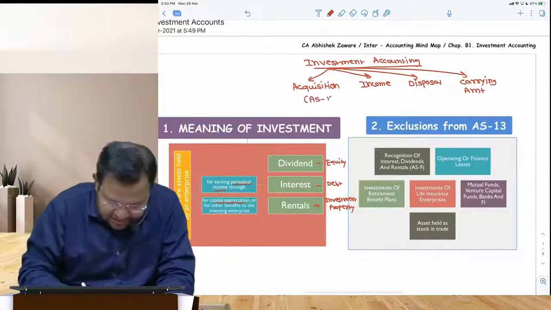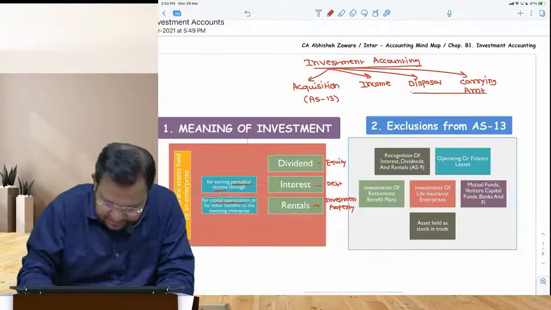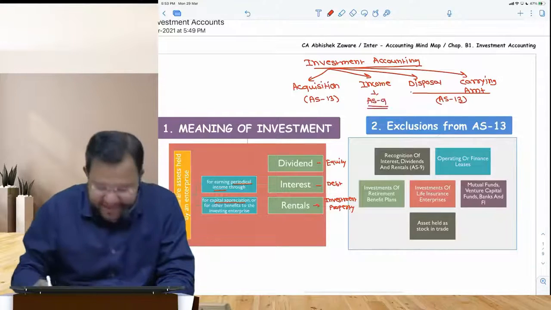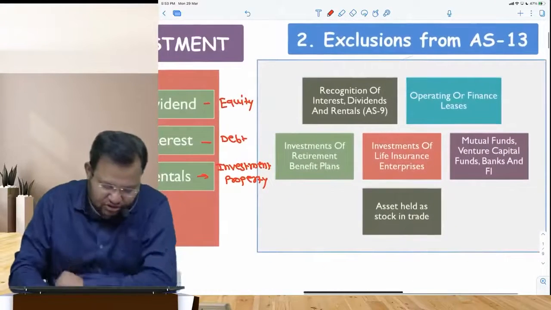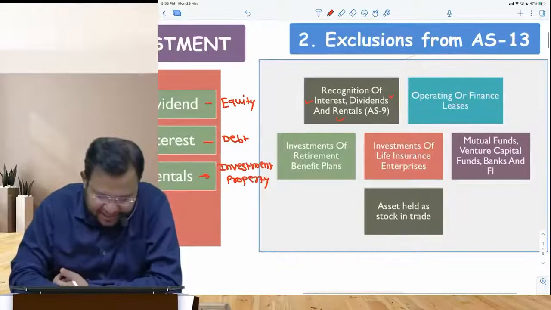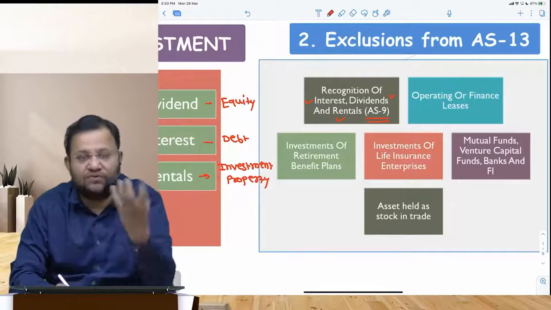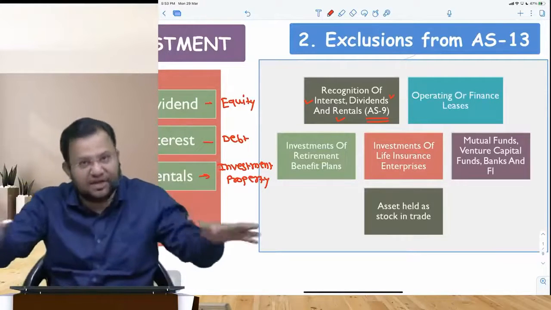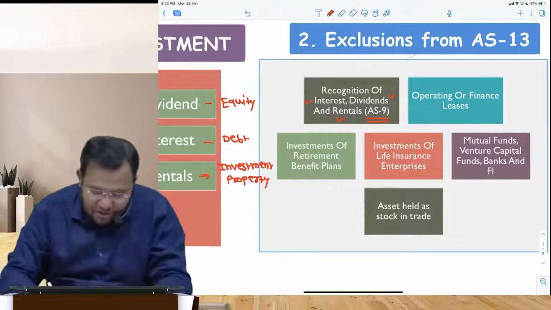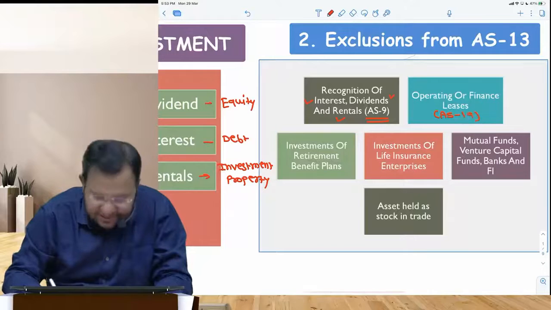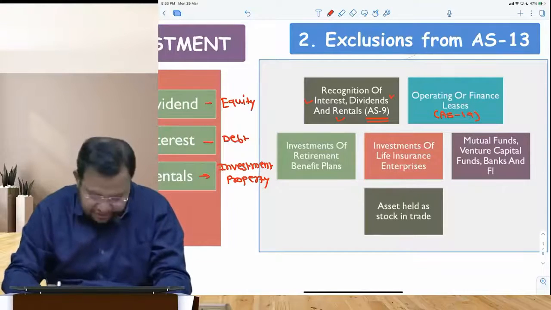Out of this, some is covered in AS 13. Income earned on investment is covered in AS 9. So recognition of interest or recognition of dividend and rental is a revenue for a person, that is covered under AS 9. But in this chapter we are also going to talk about it. Operating and finance lease is excluded from AS 13 because it is covered in AS 19.